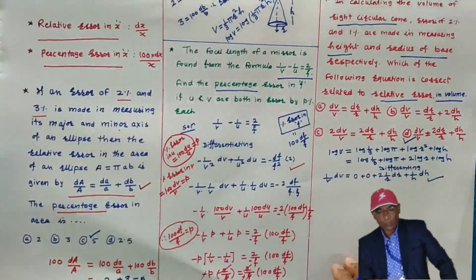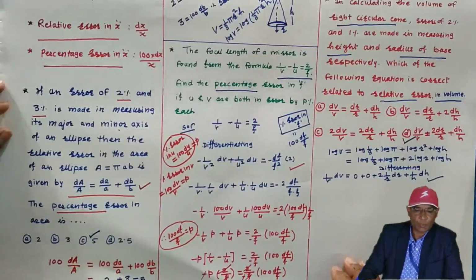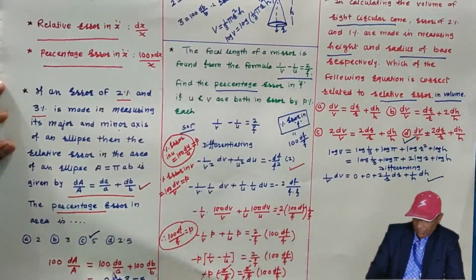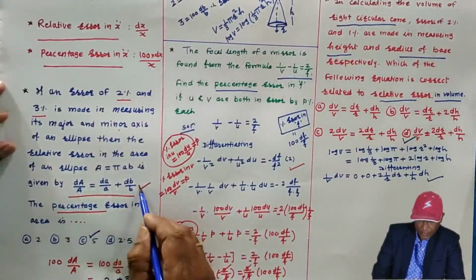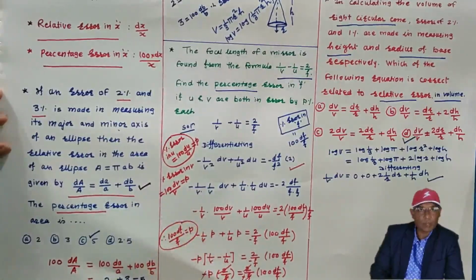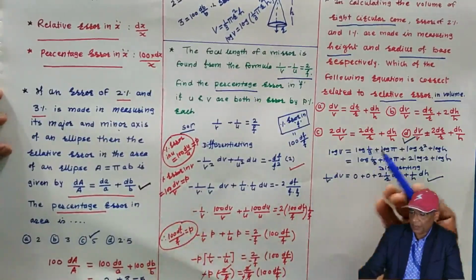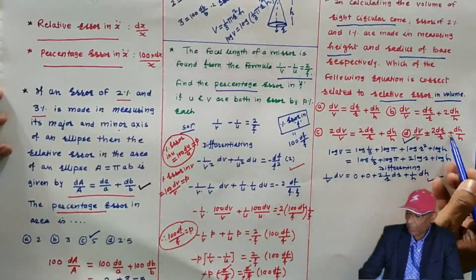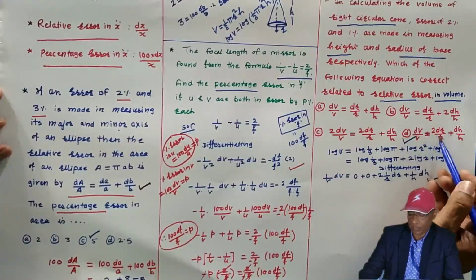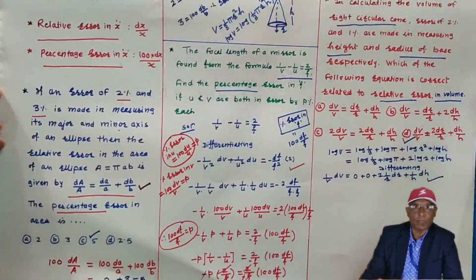So in this way, we solved some problems on errors and approximation. In errors and approximation, this relative error formula may be given, and the percentage error may be asked, or the relative error formula itself may be asked directly in the examination. We stop here. Thank you very much.